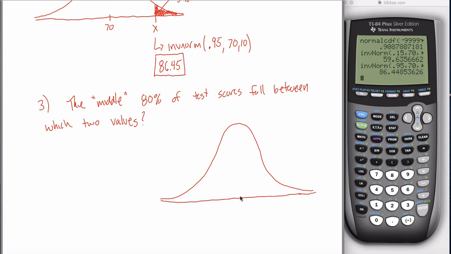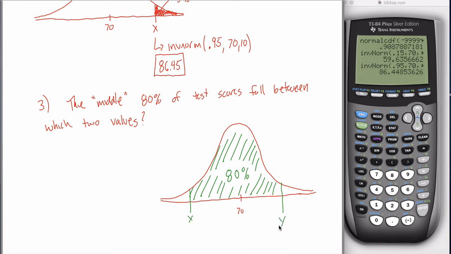Here's my normal distribution. I still know that 70 is in the middle. What they're asking for are 2 test scores. And these 2 test scores are supposed to separate the middle 80% of observations from all of the rest of them. So there's some number over here and some number symmetric over on this side that captures the middle 80%. What I'm saying is this area in the middle, shaded in green, is 80%. And you're supposed to give me 2 answers: the answer that goes over here and the answer that goes over here.